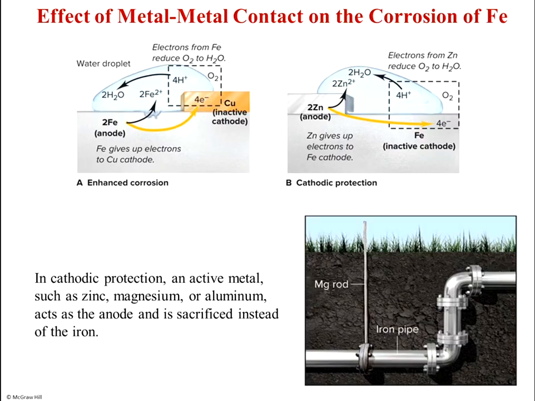Metals that can work this way that are most commonly used are zinc and magnesium and aluminum. These are all more active metals than iron, and they're all preferentially oxidized relative to iron.